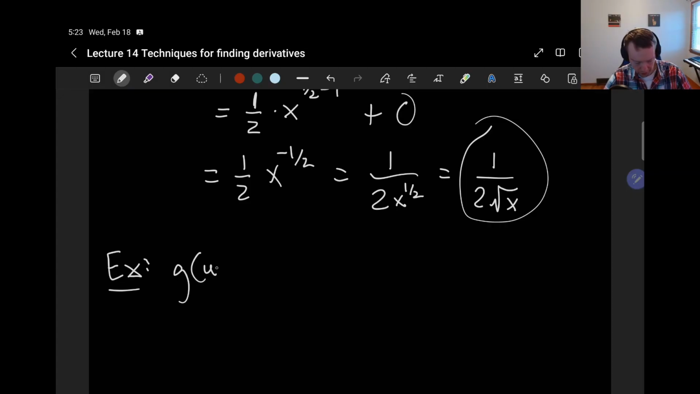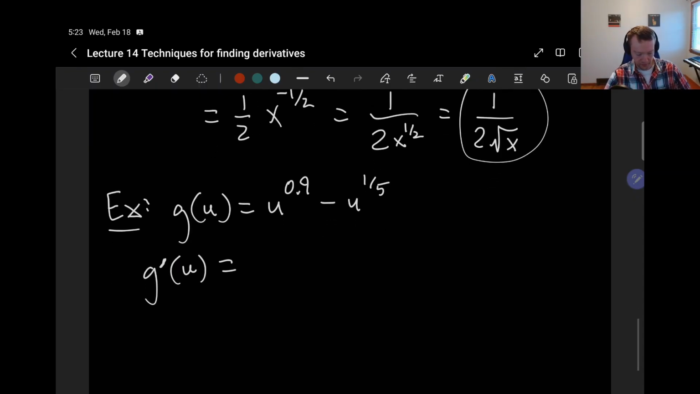Let's use some different letters because we can, and you'll see this on occasion. g of u, g being the function, u is the variable, u to the 0.9 minus u to the 1/5. Notice this is the same thing as the fifth root of u. And if we want to find the derivative of g with respect to u, we just apply power rule to these terms.